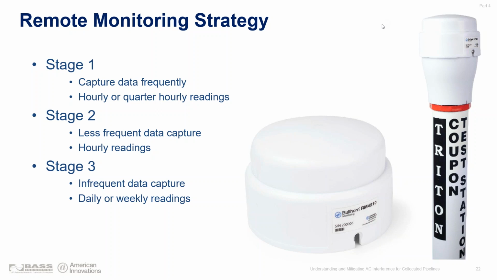Now, every organization should have their own strategies for keeping on top of this multi-headed monster. This is something that we've outlined as a best practice for you to follow: using your remote monitors to monitor these coupon test stations to keep track of your ACI threat. And this is a 3-stage approach.